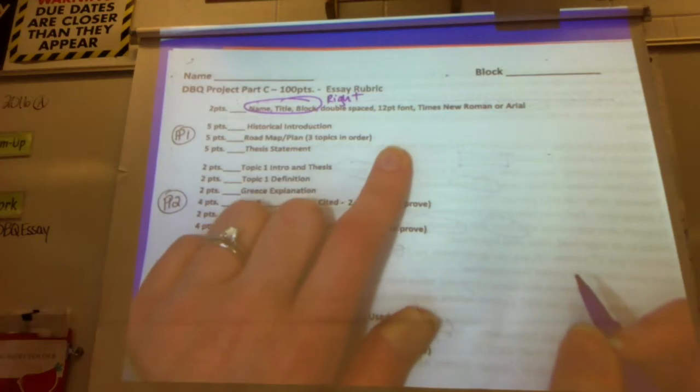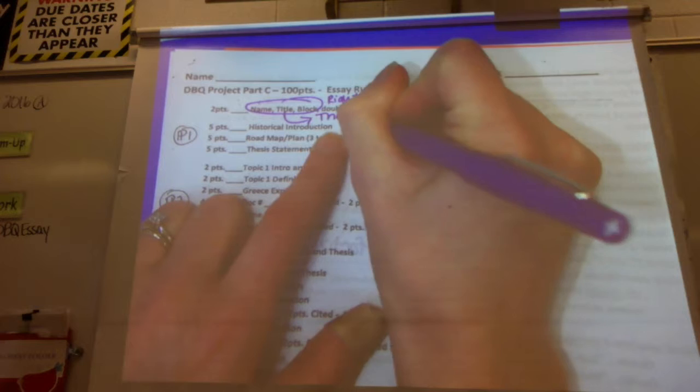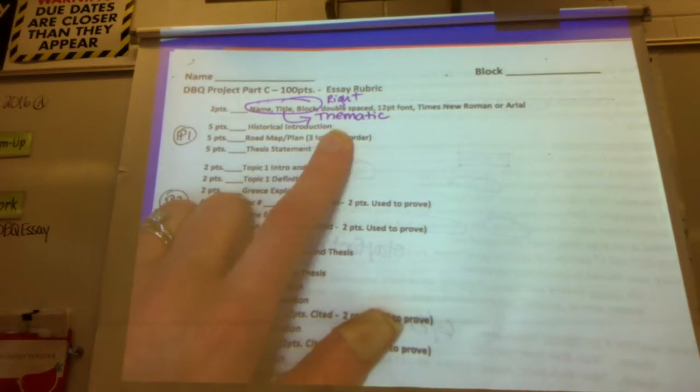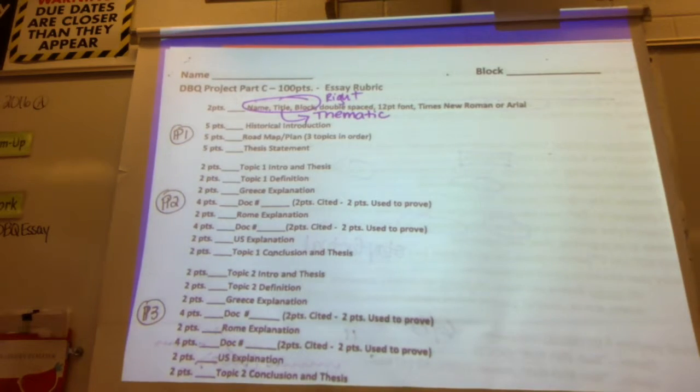Then you'll have a title. Your title should be thematic, not just DBQ essay. You'll lose points for that. Okay? Then you're going to have 5 body paragraphs. So 1, 2, 3, 4, 5 on the way down.